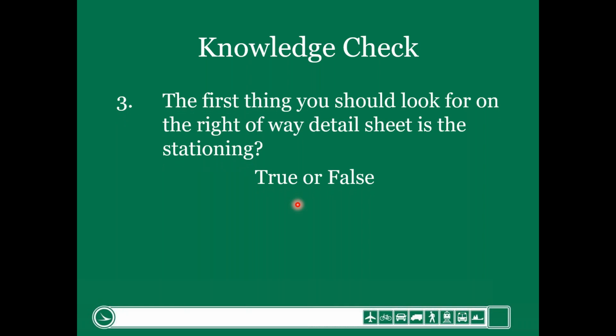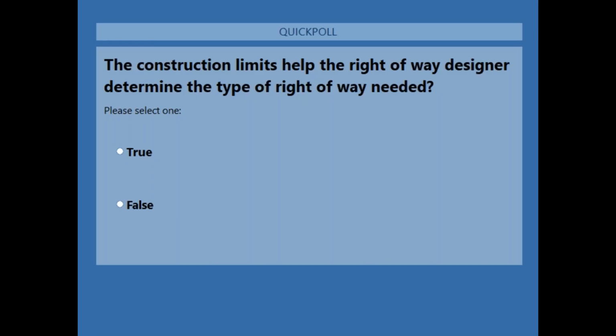To be honest with you guys, this is kind of an opinion. I've said from the beginning, the first thing you look for is the center line. So it's false, in my humble opinion. Not that you're incorrect for looking for the stationing. Either way, you need to look for stationing and/or center line. Those are two very important parts that you must look for first. So while technically you were wrong, from my perspective, it's not necessarily wrong.